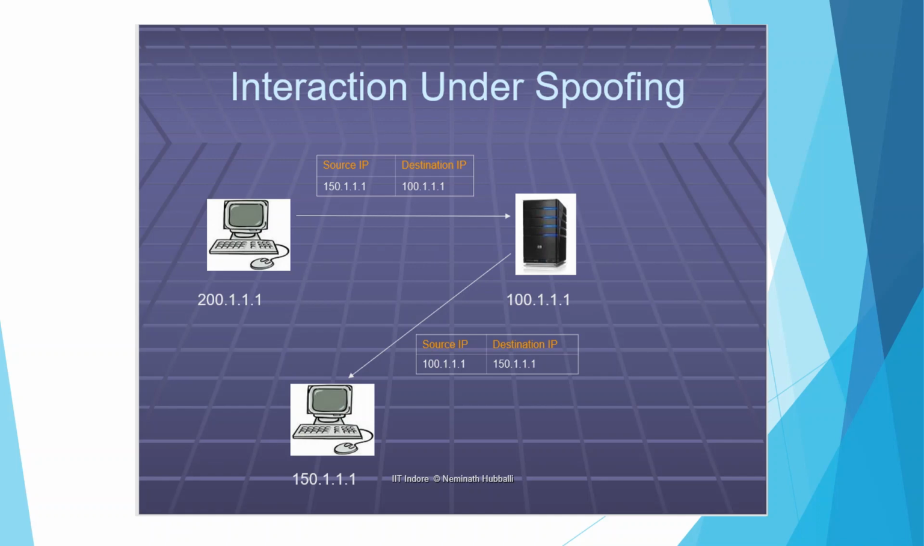Here we have the interaction under spoofing. Internet traffic is sent in units referred to as packets. As I told, packets contain IP headers that have routing information about the packet, that is the source IP address and the destination IP address. Think of the packet as a package in the mail and the source IP address as the written address on that package. In IP address spoofing, the attacker changes the source address in the outgoing packet header. That way, the destination computer sees the packet as coming from a trusted source, such as a computer on an enterprise network, and accepts it.